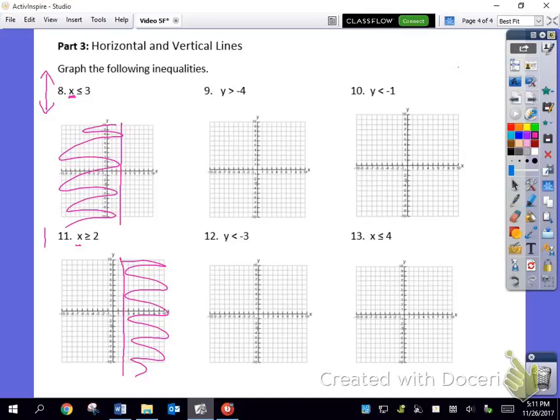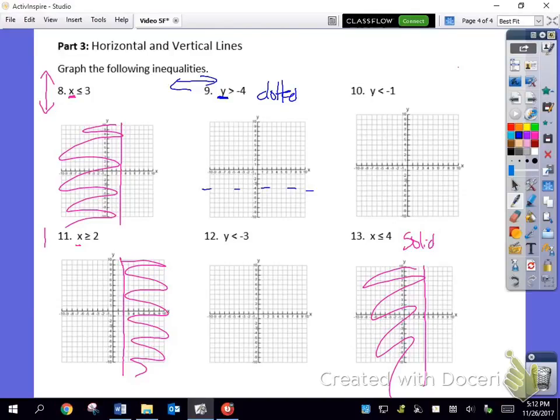And I have another x. This is 4, so this is going to be solid. And less is to the left. All right, and now, these all have a y. And remember, y goes through the y-axis, so it's going to go sideways. So -4, and this is dotted because there's not a line. So dotted, and then it's greater than, so it's above.